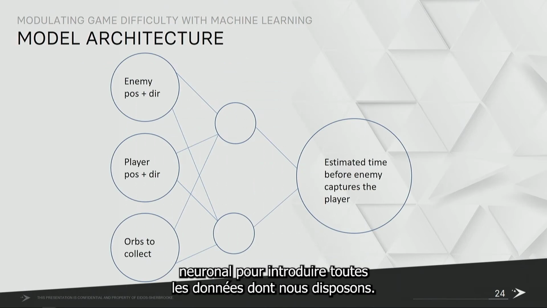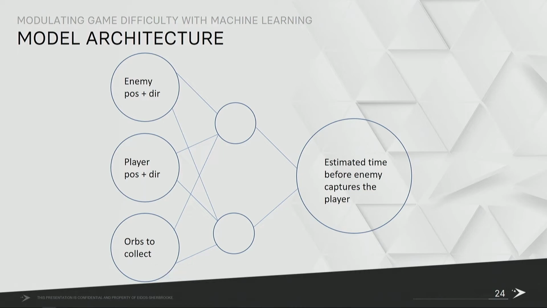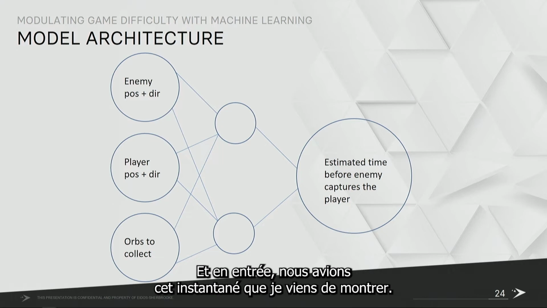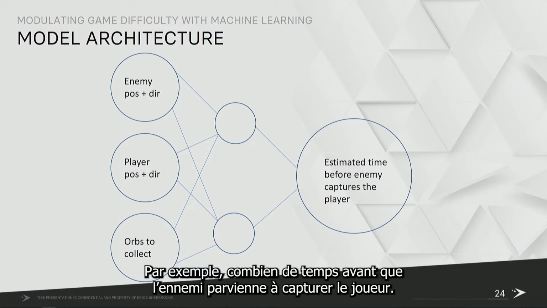So we use a neural network to input all of this data that we have. Once we collected, I think it was around 400 simulations, we just had all this data, every, like, 3 times per second, we're collecting this information. And as input, we had this snapshot that I just showed. And as an output of the model, what we're trying to predict is how much game time essentially is remaining, like how long before the enemy actually manages to capture the player.